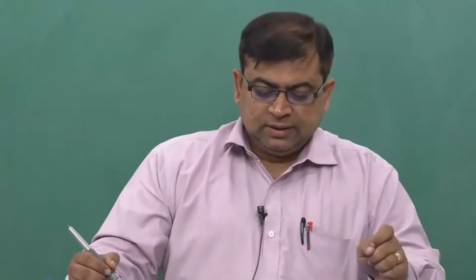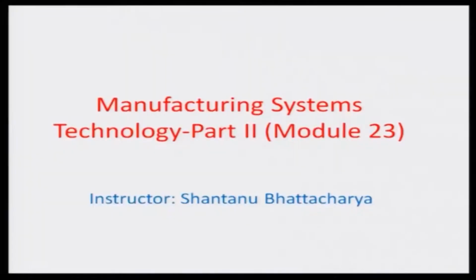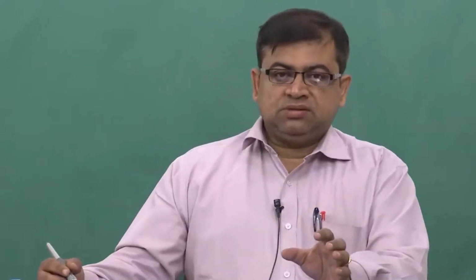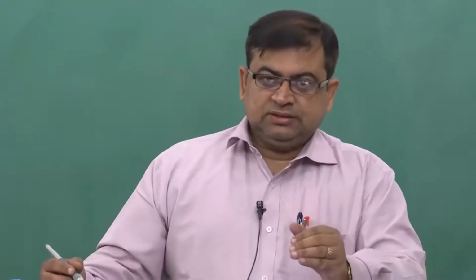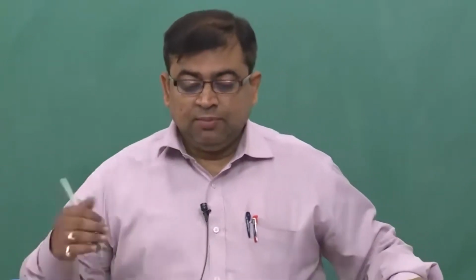Hello and welcome to this Manufacturing Systems Technology Part 2 Module 23. We have been discussing the ways to represent ordered and unordered samples with respect to combinations and permutations. Today we are going to continue that and arrive at a distribution which can be helpful in estimating probability. The estimation of the probability was done in respect of acceptance sampling.